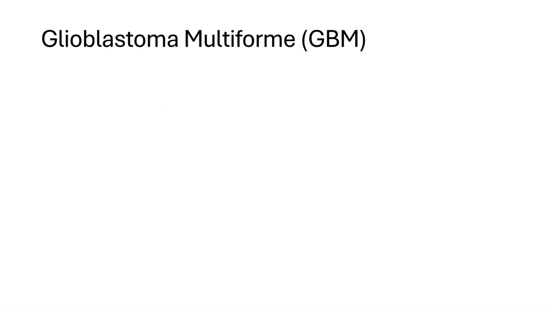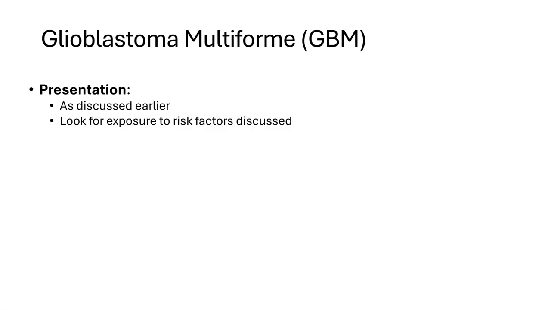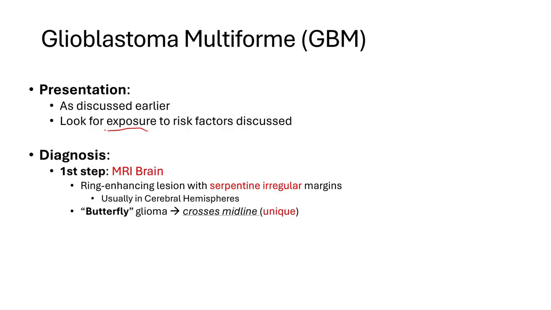Now, the presentation of glioblastoma is going to be very similar to what was discussed earlier, with the headache, nausea, vomiting, and papilledema. But we also want to look for people who have those certain exposures that we just talked about. But almost always, for exam purposes, they will give you an image. The first step for diagnosis, as mentioned before, will be an MRI of the brain.